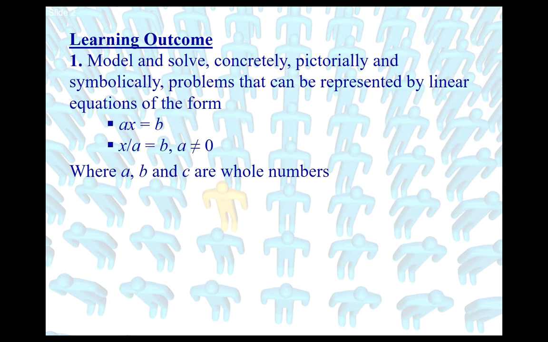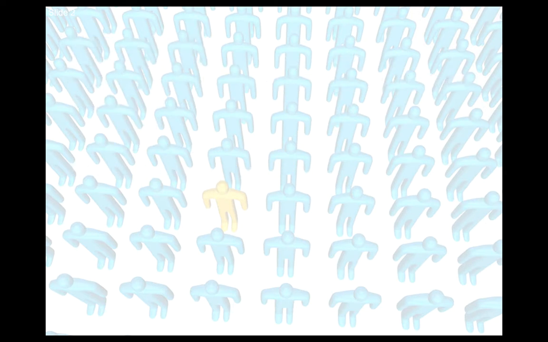The learning outcome is to model and solve concretely, pictorially, and symbolically problems that can be represented by linear equations of the form ax equals b, x over a equals b, where a cannot be equal to 0, where a, b, and c are whole numbers. We're actually going to drop the algebra tiles and cups and counters this lesson because I find they're more trouble than what they're actually worth at the end of the day when dealing with the multiplication and division.